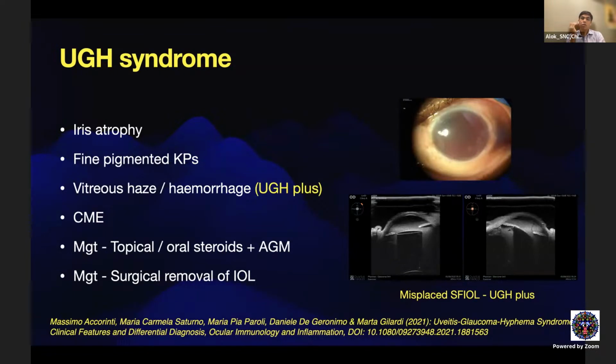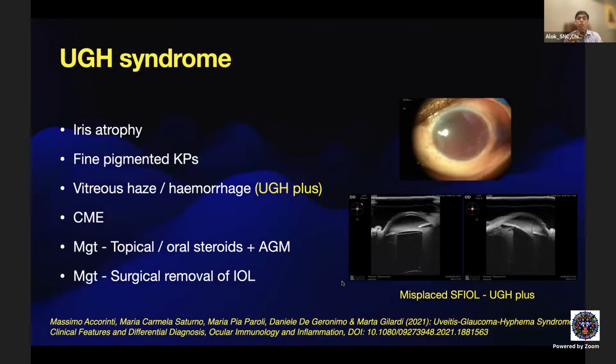Now, it can also present with iris atrophy, fine pigmented KPs, with haze and anterior segment cells, and may sometimes be confused with viral anterior uveitis. And if it presents with vitreous hemorrhage, then it is known as UGH plus syndrome. As you can see, this is one of our cases who presented with a displaced or misplaced SFIOL, and you can see the amount of hemorrhage, anterior segment hyphema, and vitreous hemorrhage it has caused.